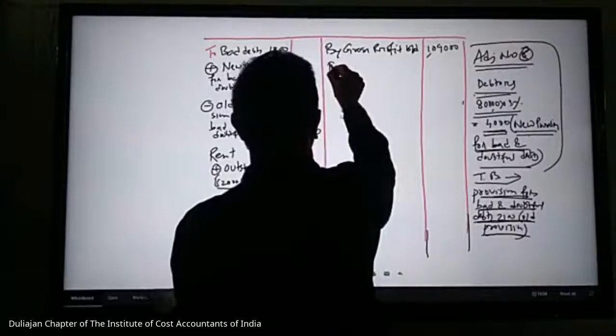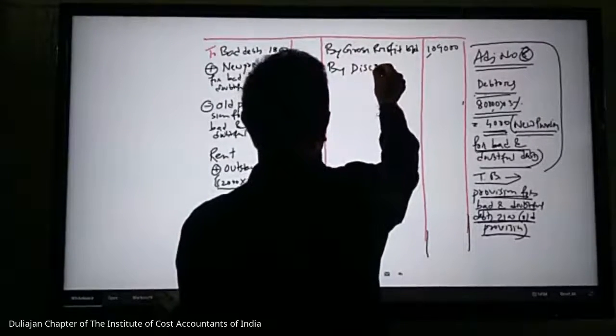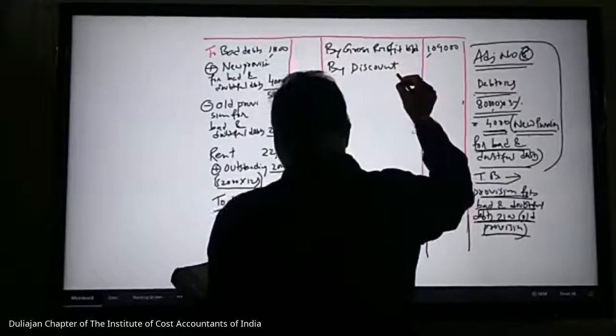By discount, in the trial balance given 500.